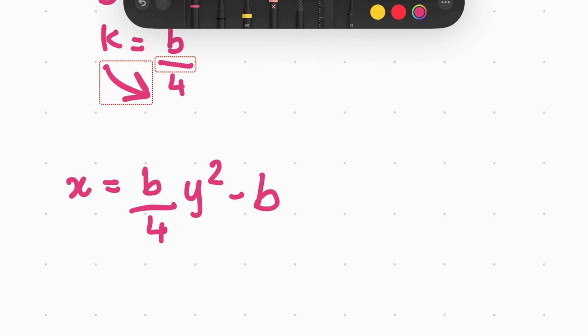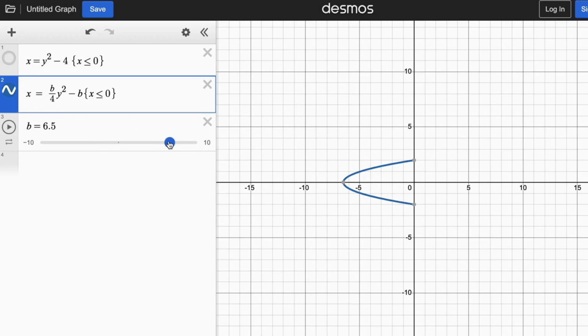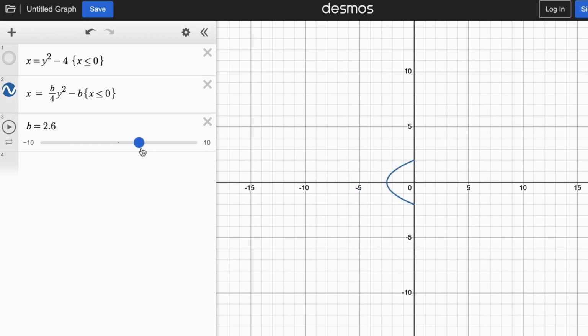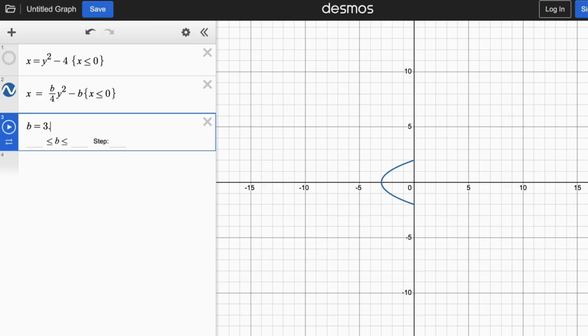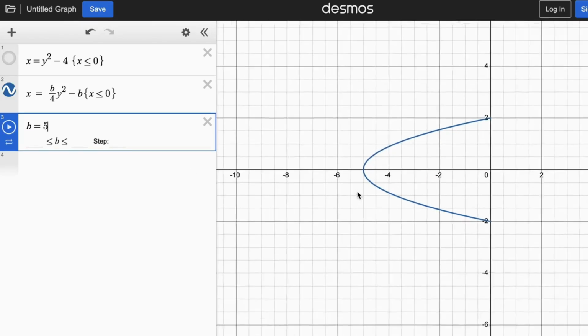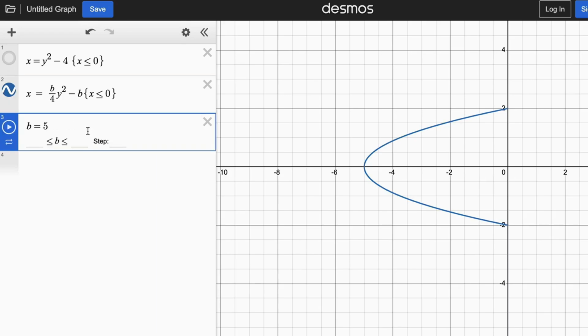Now let's visualize it. Got our starting off graph, and this is the graph we came up with. Let me just add in our domain so that it looks a bit cleaner. And let's get rid of this. So now when we change the value of b, as you can see, the vertex is changing, but the roots stay the same. And if I want the vertex to be at 5, look at that. It's at negative 5, 0. Obviously, this is positive, so because we've got it the opposite, it's going to change.